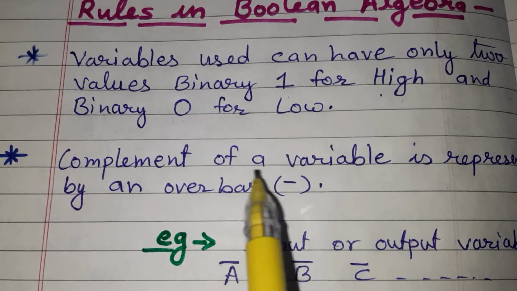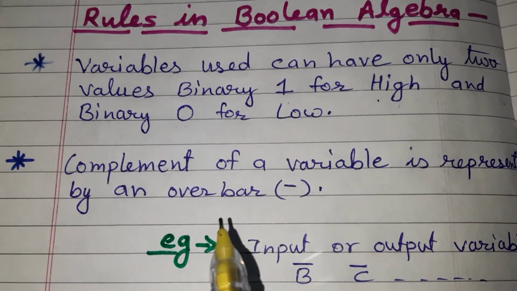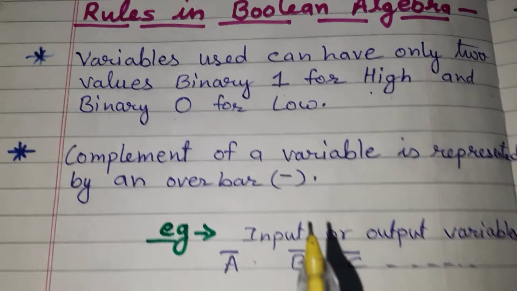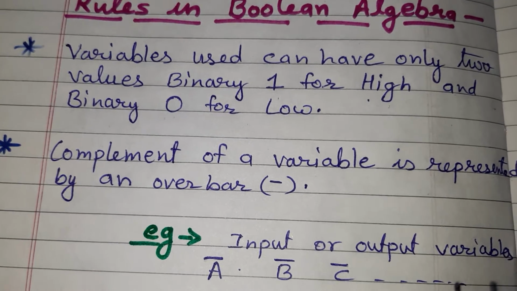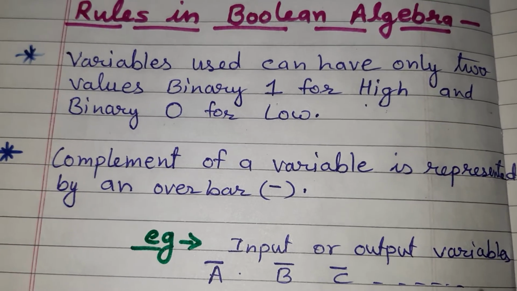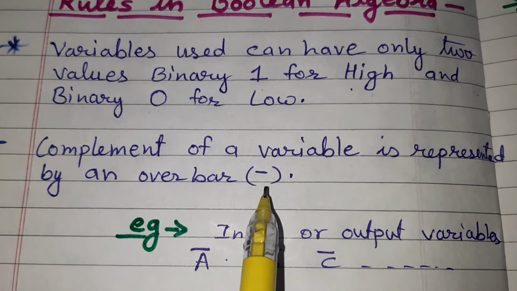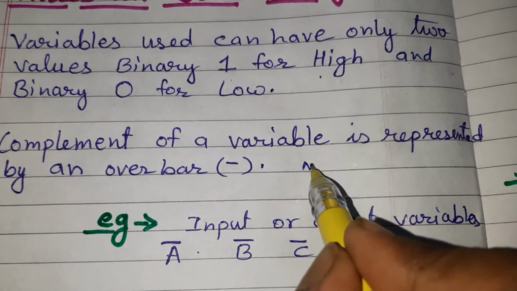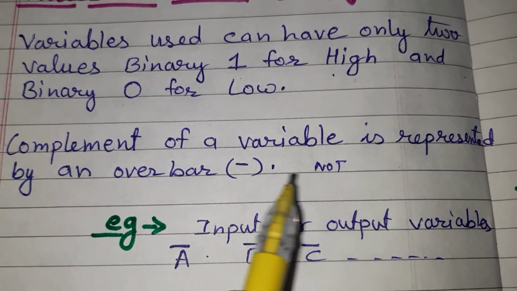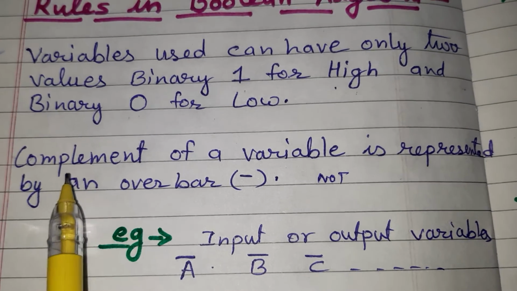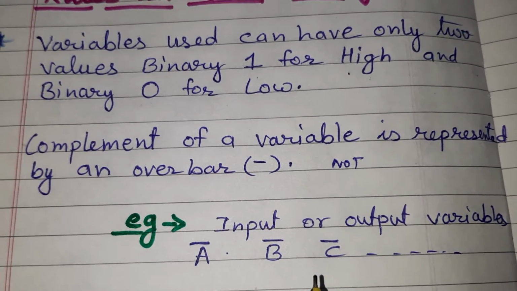The second rule is that the complement of a variable is represented by an overbar. There are three logics in Boolean algebra: AND, OR, and NOT. Complement means nothing but the NOT logic. So a complemented variable is represented by an overbar on the variable.